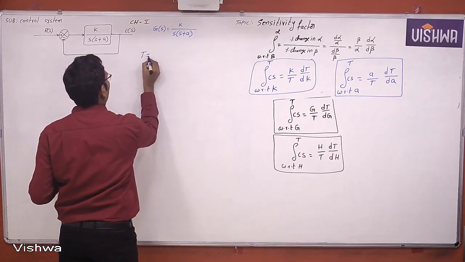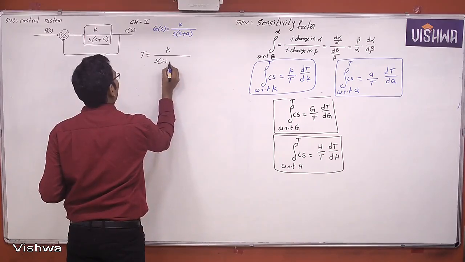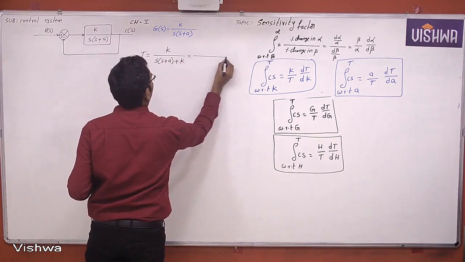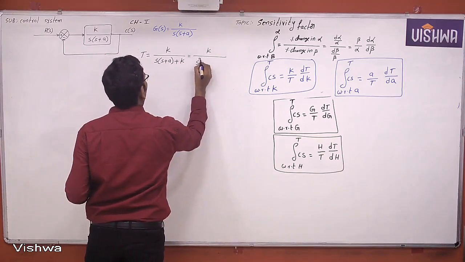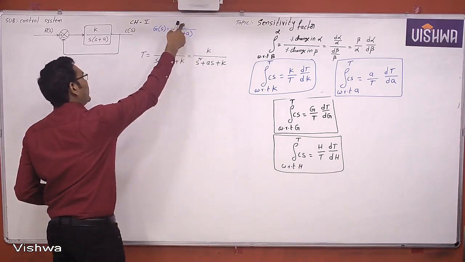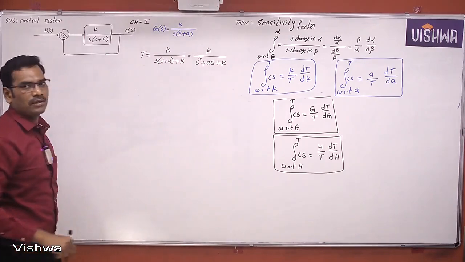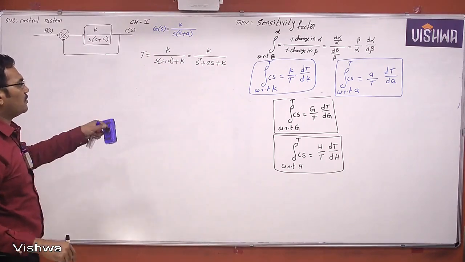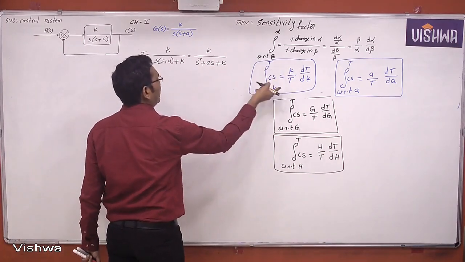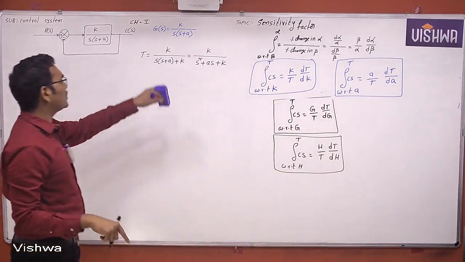The transfer function is numerator over denominator plus numerator, which is equal to K by S square plus AS plus K. Numerator is numerator, denominator is denominator plus numerator. This is the transfer function. Differentiate with K and use K by T; differentiate with A and use A by T. You can easily find these.